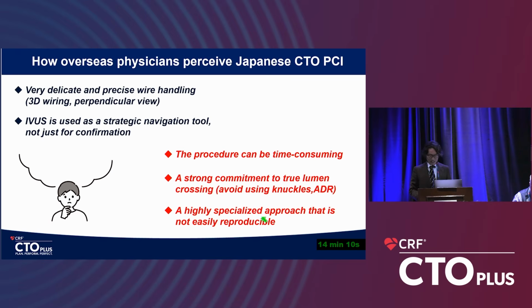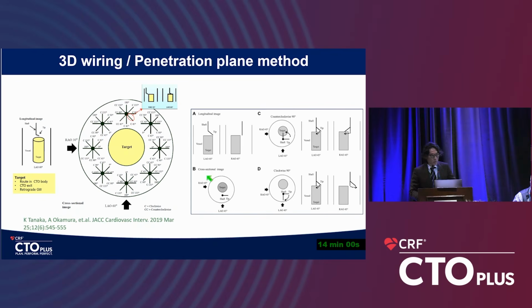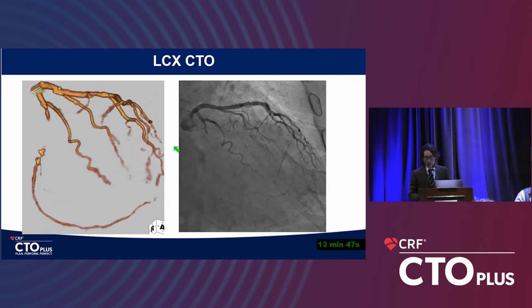And a highly specialized approach that is not easily reproducible. However, recently that has changed a little bit, so I will talk about that. That is the 3D wiring and the penetration plane method. That is very confusing, I know. However, we really emphasize precise control and an integrated approach. I will show one case.